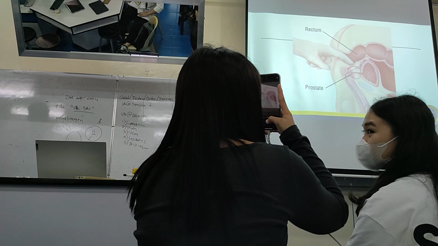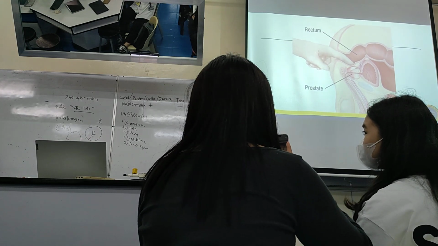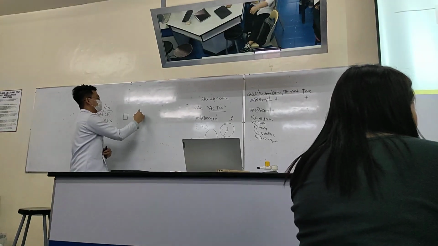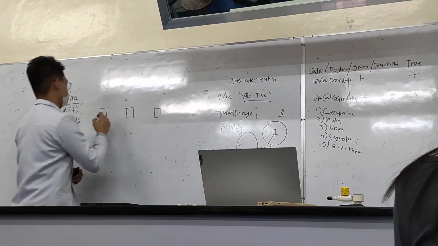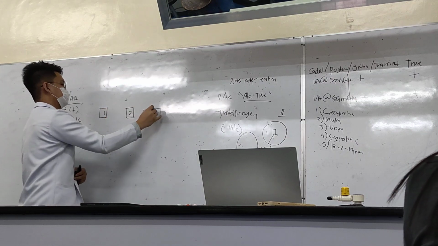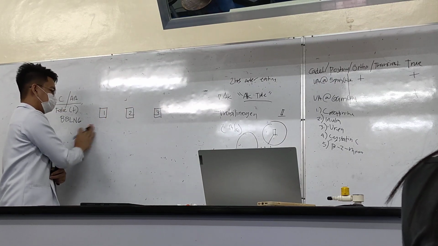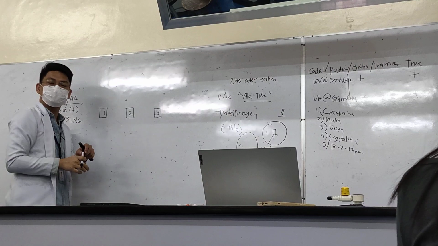We call this the three-glass collection because you have three containers. So we have three containers here.